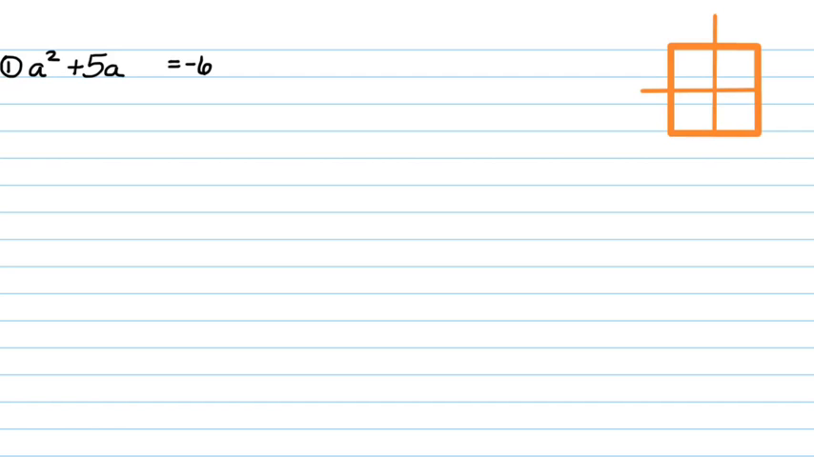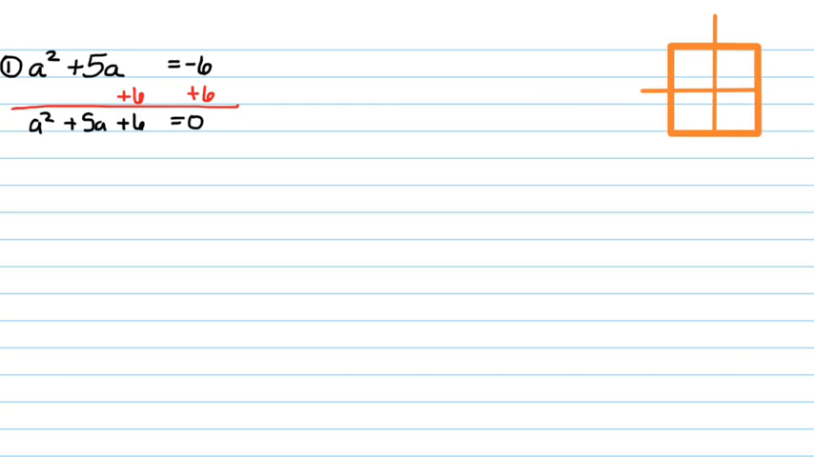With this method, we need to have everything on one side equal to 0, which means I need to move my 6 to the other side. And that gives me a squared plus 5a plus 6 equals 0.